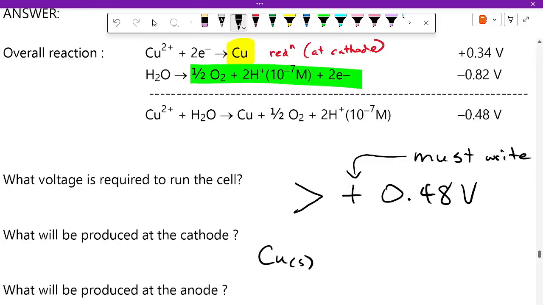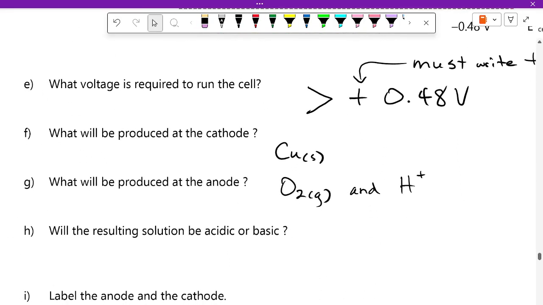What's produced at the anode? Oxygen gas, O2 gas, and hydrogen ions. Will the resulting solution be acidic or basic? It will be acidic because of that hydrogen that's being produced.